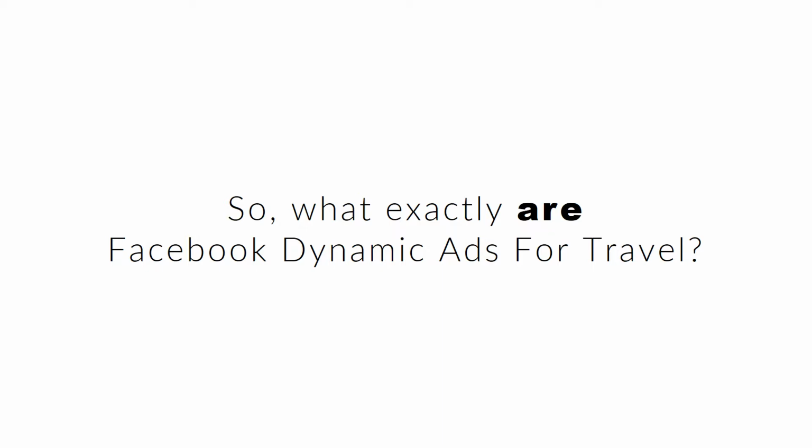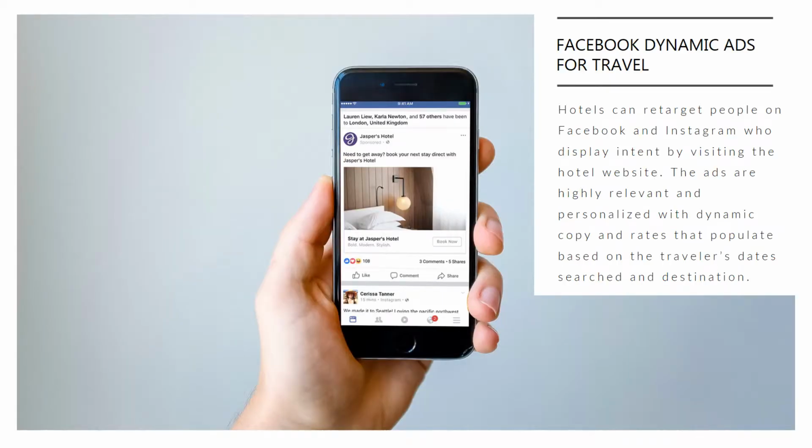So, what exactly are Facebook Dynamic Ads for Travel? Facebook Dynamic Ads for Travel are ads that hotels can use that retarget people who have been on their website across Facebook and Instagram. The ads are highly relevant and personalized with dynamic copy and the actual rates that a potential guest might have just been looking at in the hotel's booking engine.